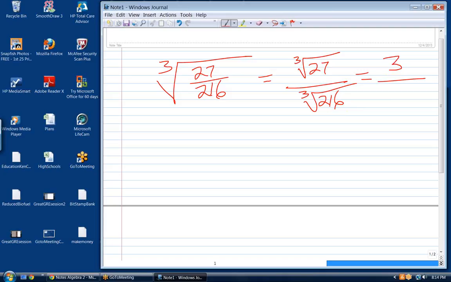It's not 4, it's not 5, but it is a whole number, and it's small. 6 times 6 is 36, times 6 is 216. So that is equal to 1/2. Seems odd, doesn't it? That the cube root of that ratio would be equal to 1/2. But it is.